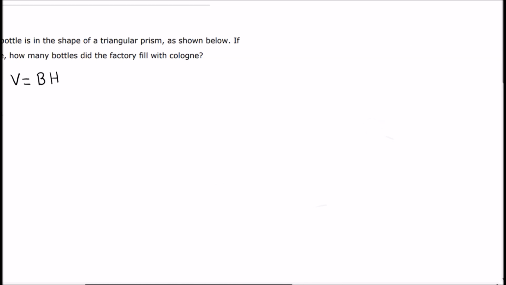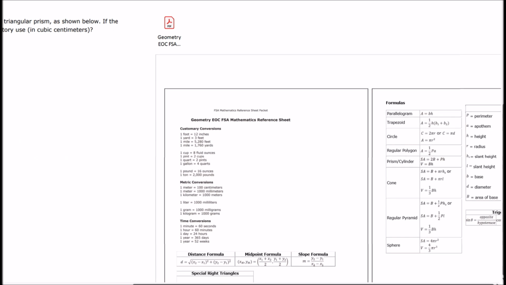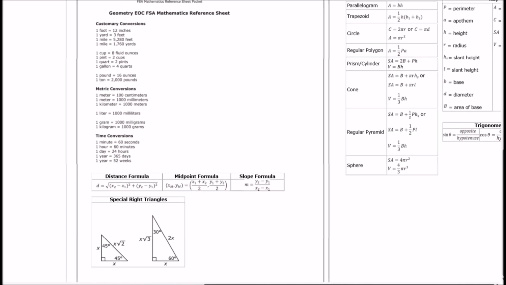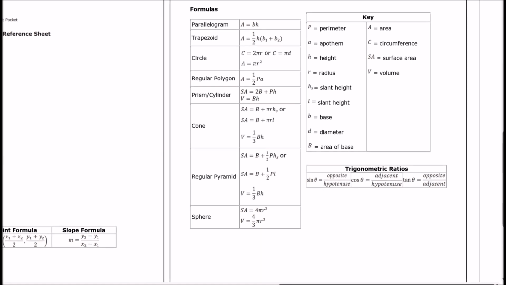But let me show you the formula sheet so you can see it. So here we've got the formula for the prism, which is BH, and I use capital H here instead of lowercase h. Now capital B is the area of the base, and capital H is the height of the prism.